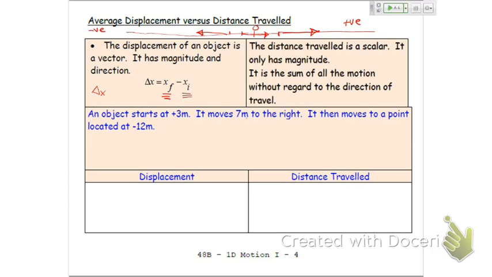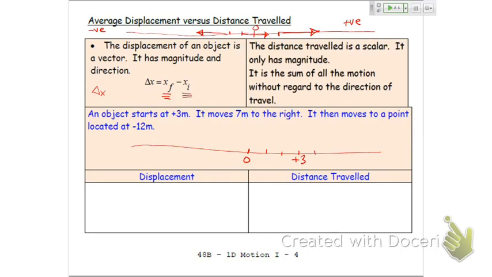It's the sum of all the motion without regard to the direction being travelled. And so to try and distinguish between these, I want to show you a typical problem. So here we have an object starts at +3 meters. So let's put our 0 here. I'm going to go 1, 2, 3, +3 meters. And then it says it moves 7 meters to the right.